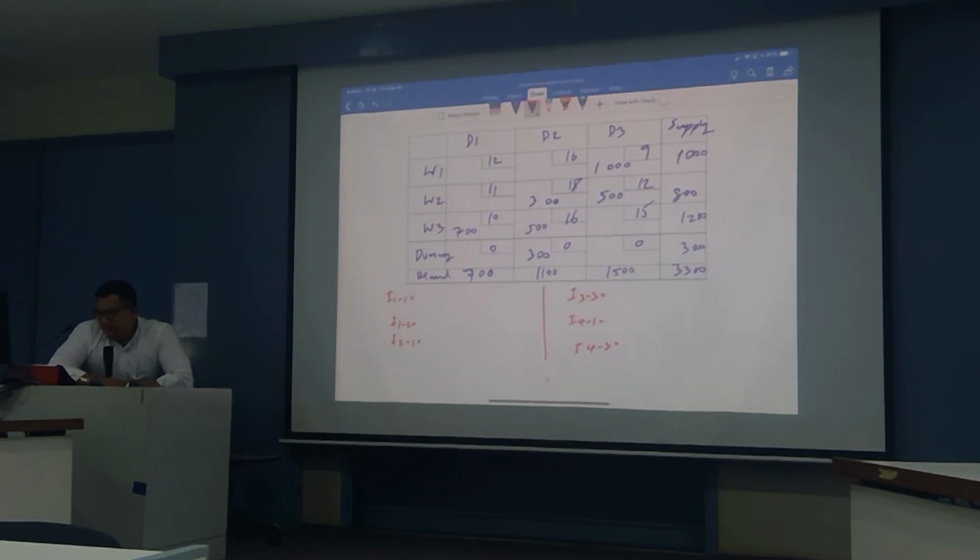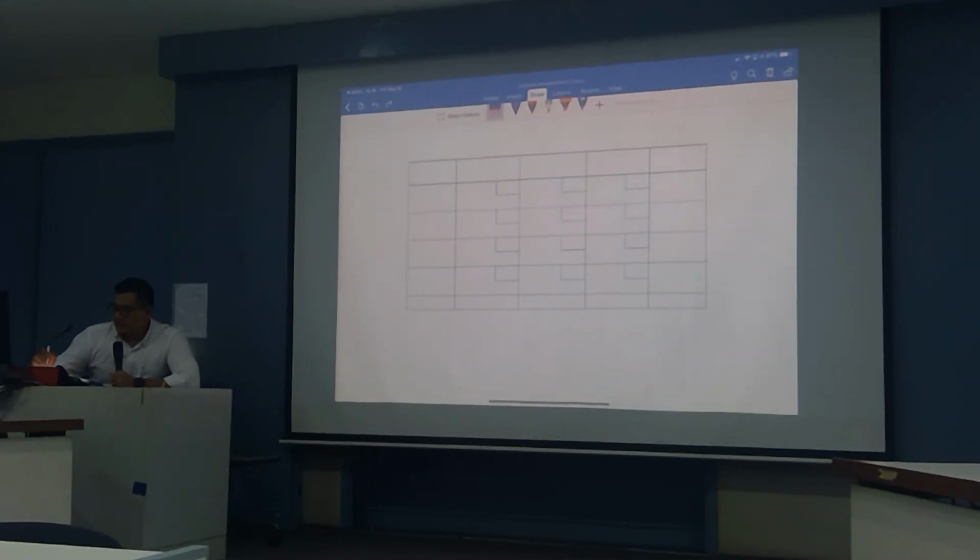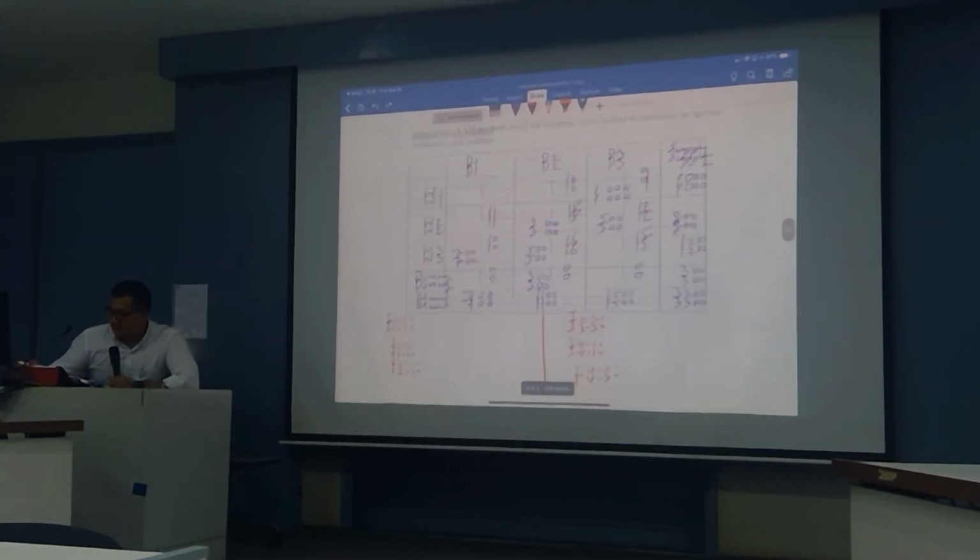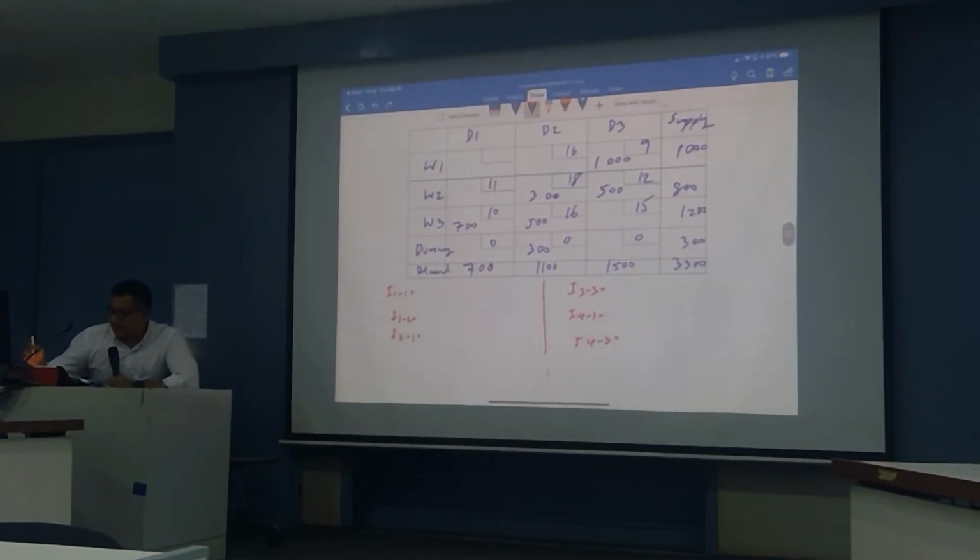Look at cell 1-1. So this is the closed path for cell 1-1, right?